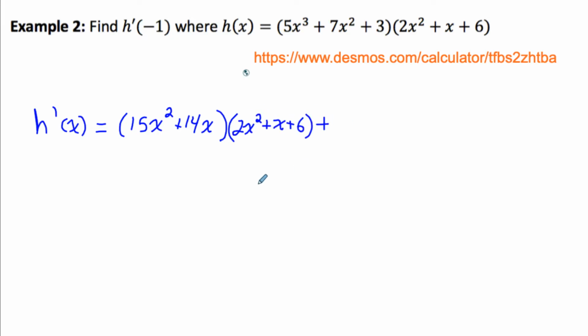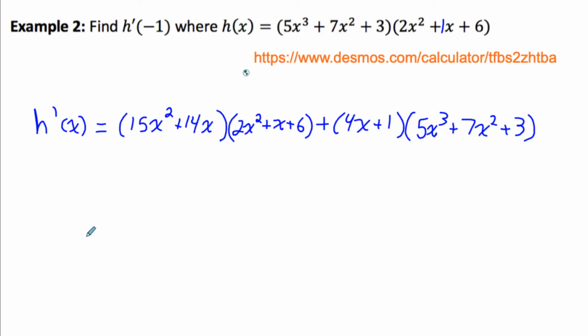plus, now I need to do the derivative of this second function. So 4x, that's the derivative of the first term, and the derivative of this term in the function is just 1. And the derivative of the constant is 0. That needs to be multiplied by the first function. Now, this is the equation of the derivative.